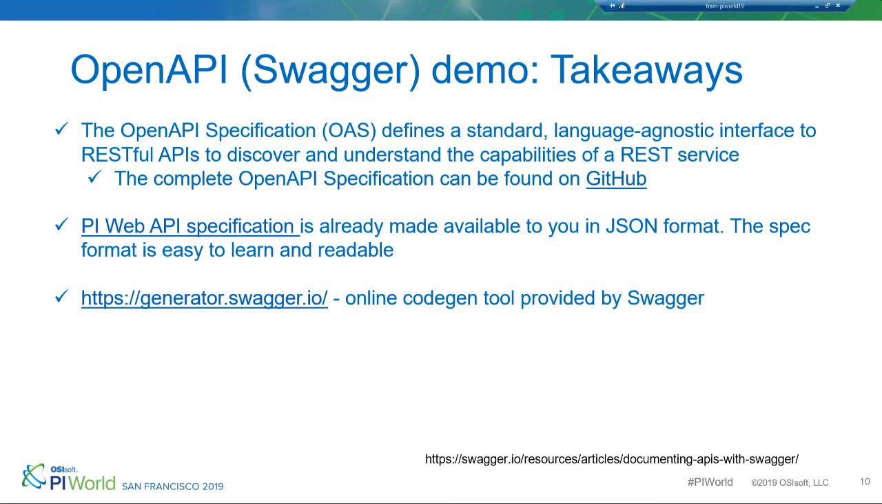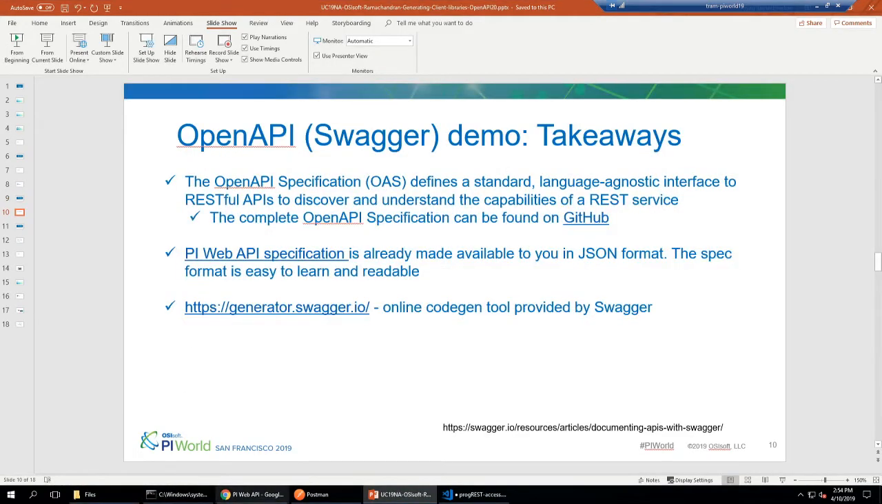This is, as I said, open source. The complete specification can be found on GitHub. And the PI Web API specifications are already made available to you in a JSON format. So it's pretty easy to learn and readable. We haven't looked at the code gen. Let's quickly look at the code generator. One of the tools we mentioned, you can generate libraries. So let's quickly look at what the code generator looks like.